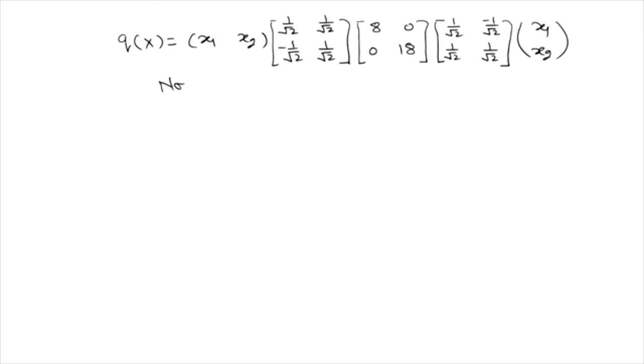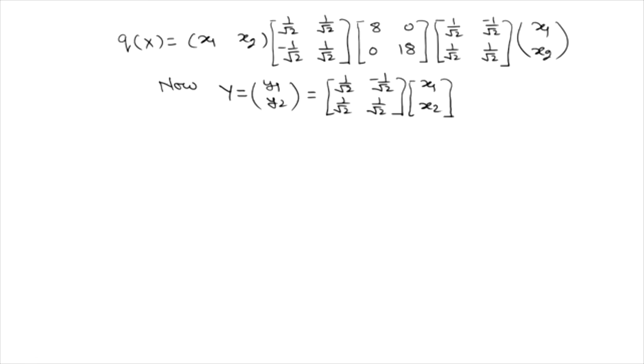So, now assume another vector y, which is [y1, y2], this equals Q transpose into x, where x is [x1, x2]. So, basically my y1 is 1 by root 2 x1 minus 1 by root 2 x2, and y2 is 1 by root 2 x1 plus 1 by root 2 x2.